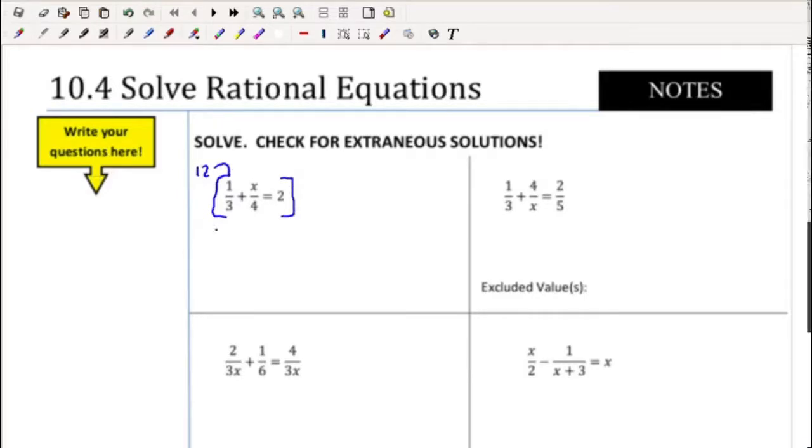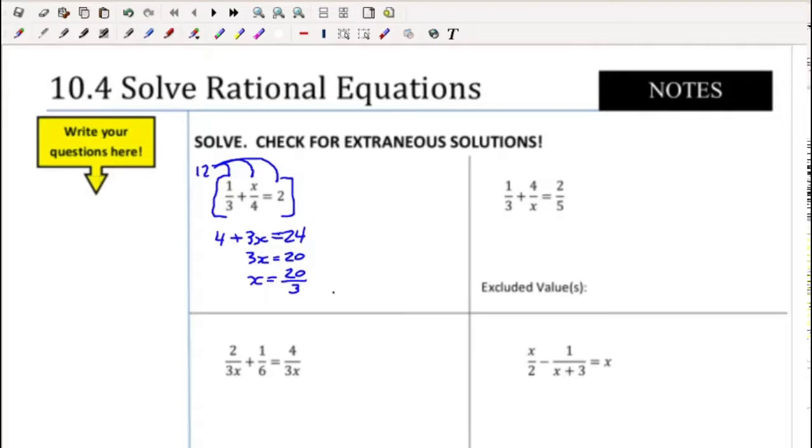So 12 times 1/3, 12 over 3 is 4. 12 times x over 4 is going to give me 3x. And 12 times 2 is going to give me 24. Then I'm left with just solving this equation like a regular everyday equation. So subtract 4 from both sides to get 3x equals 20, and divide both sides by 3 to get x equals 20 over 3.